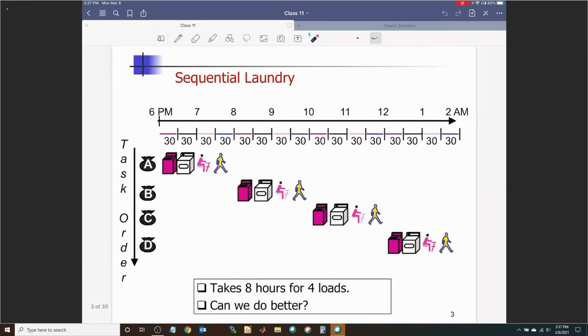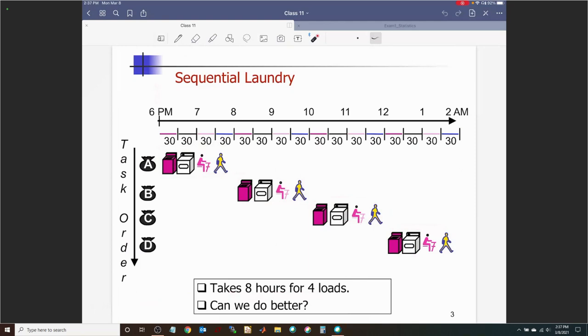So if they do sequential laundry, meaning one after the other, then Alice takes the first 2 hours, 30 minutes each for washer, dryer, folder, and stasher. Then Bob does it, then C does it, then D does it. 2 hours each. So if they start at 6 p.m. in the evening, they would be done after 8 hours, at 2 a.m. in the morning. So A goes first, then B, then C, then D. That takes 8 hours for 4 loads.